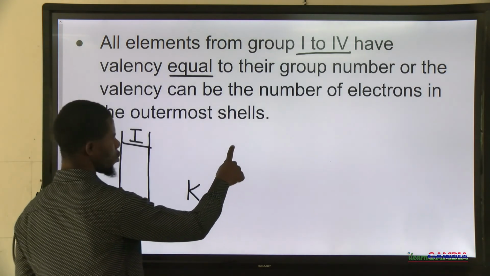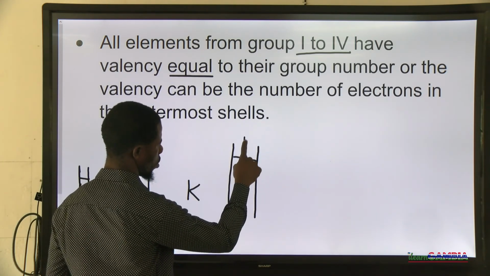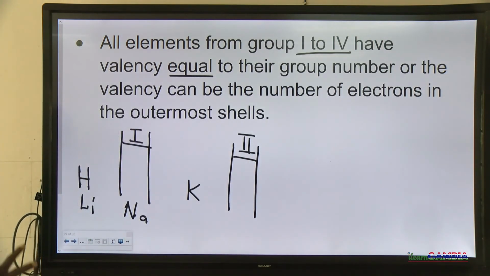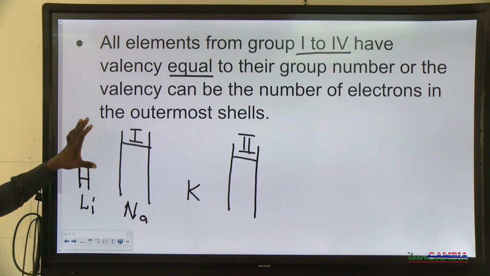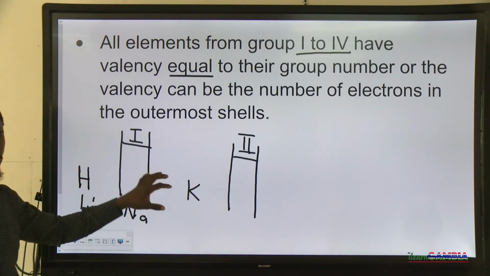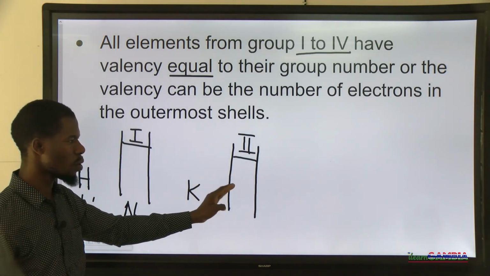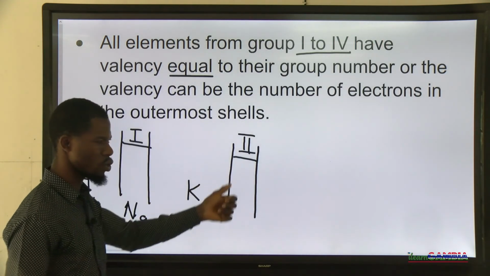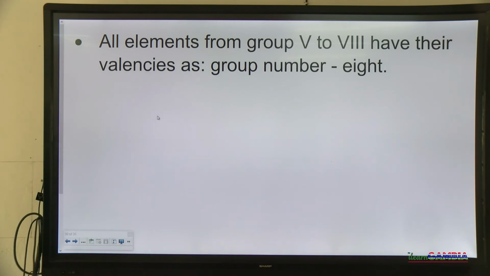And those elements in group 2 have a valency of 2. Remember, we are looking at the first rule of determining or finding valencies of elements or radicals. For elements starting from group 1 to group 4, the element will have the valency equal to the group number. So I think we are all okay with that. So let's look at the next slide.